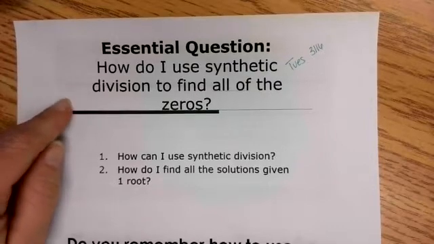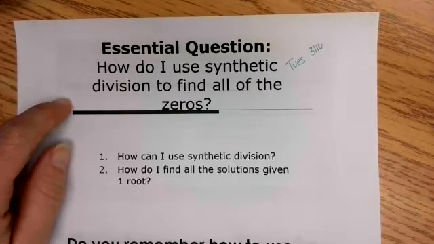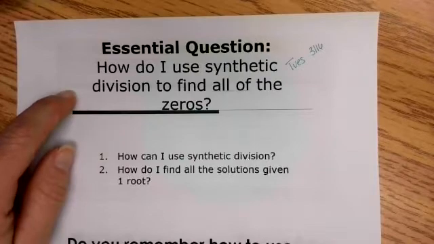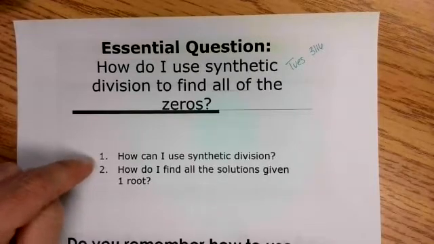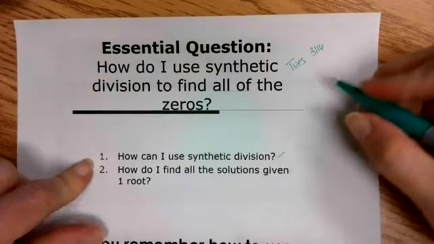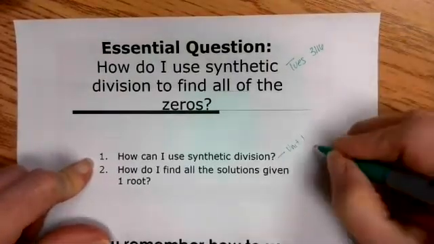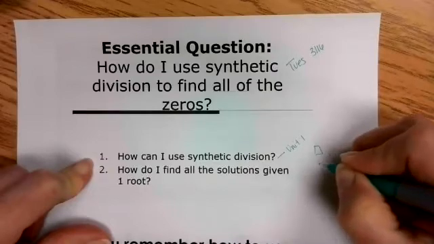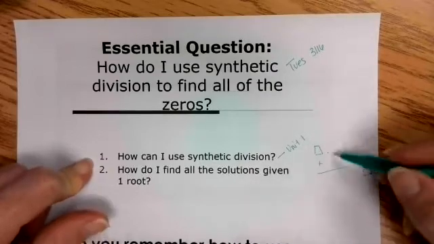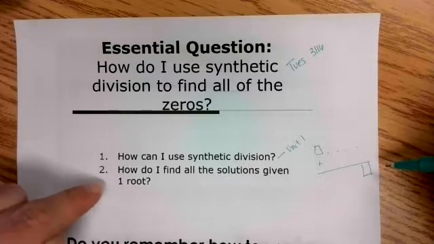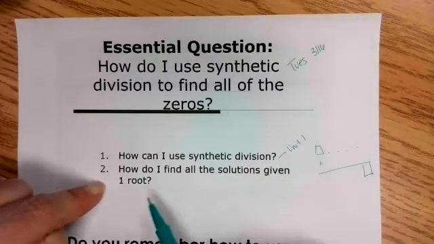So two questions that we're going to look at today, looking at synthetic division to find all the zeros. So how can I use synthetic division? Do you remember doing synthetic division? It was back in Unit 1. We have a box, I've got numbers, I add, this is my remainder. We'll do some review. And then how do I find all the solutions given one root?